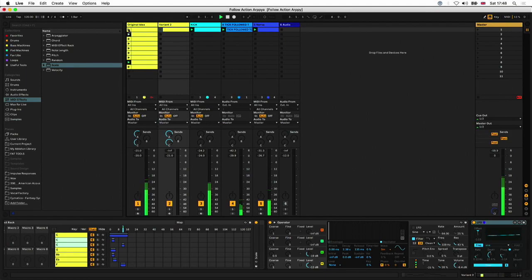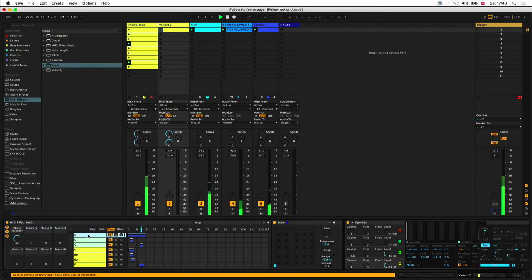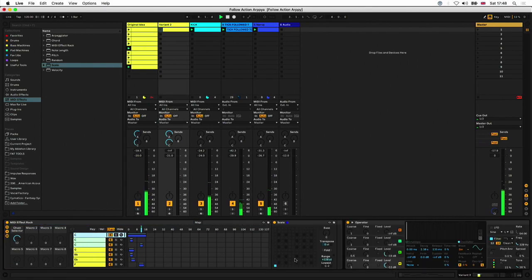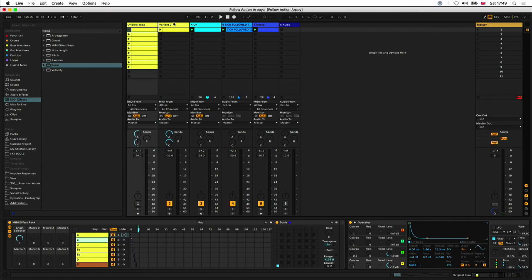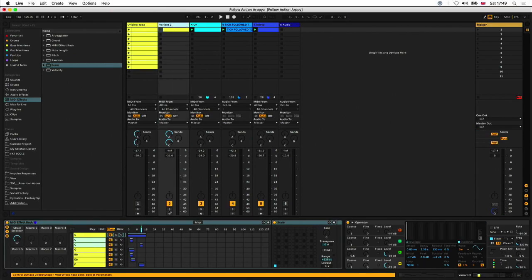So we're going to continue with this idea using follow actions, using the MIDI effect rack, using the Scale plugin as a means of constraining or deciding on just a single note to actually poke through. This variation is going to be very similar in terms of what it does. Let's have a listen.